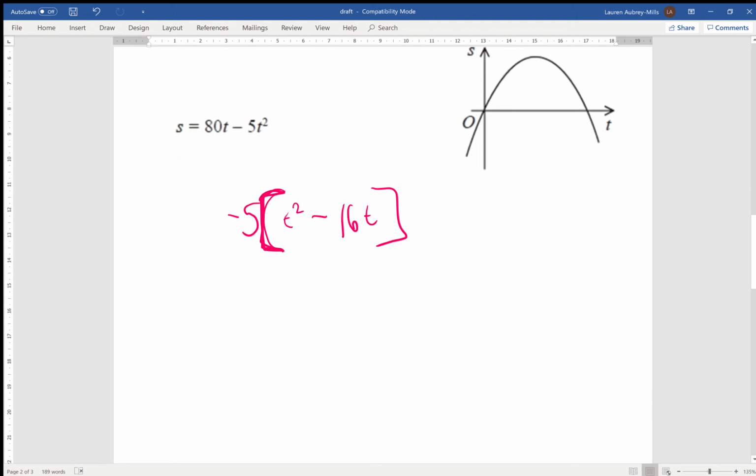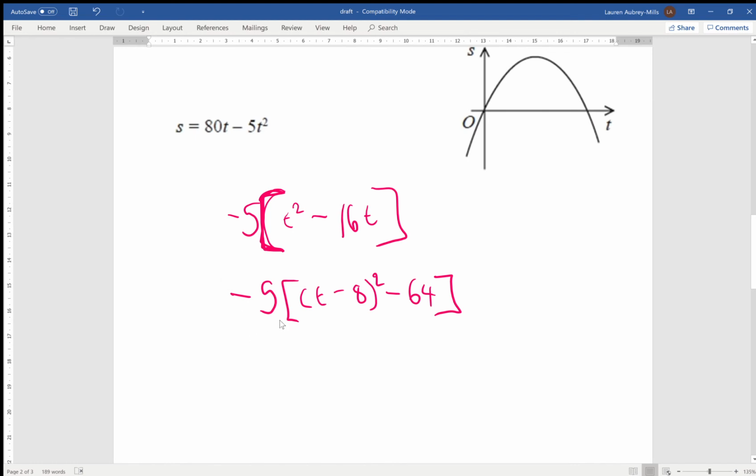So we've got it in that format. We need to now complete the square on this middle section here. So we keep that -5 out. And then if we complete the square inside, we'll end up with t. You half this 16 to get -8 squared, and then you take away the square of 8, which is 64. And then we close the square bracket, because this part inside here is this bit here. We still have this -5 that's been factorized out.